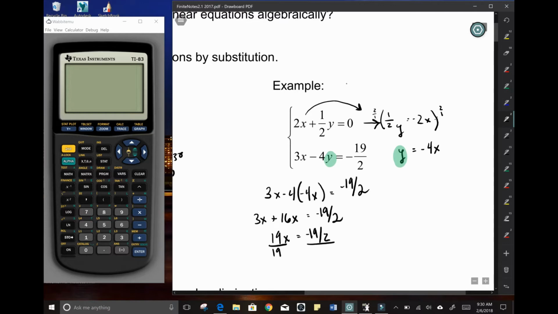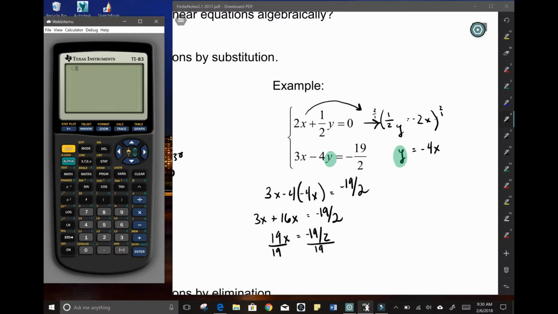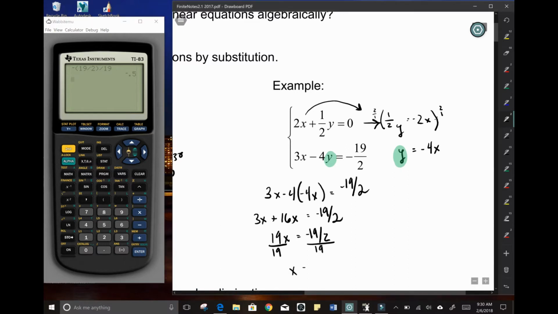If you choose to do this in the calculator, okay, that's why I have the calculator over here. Remember, type it in with parentheses. Negative 19 divided by 2 divided by 19. If you do not use those parentheses, you're not going to get the right answer. So x equals negative 0.5, or negative 1/2. I am a fraction guy. Substitute that back in to find y. So negative, there again, 4 times negative 1/2, and then y equals 2. Okay, so don't be afraid to do a little more work substituting.